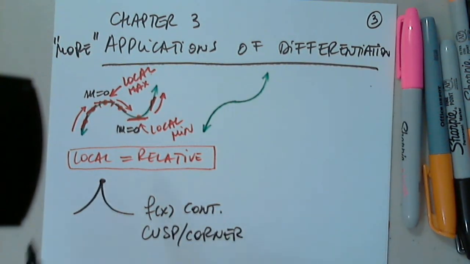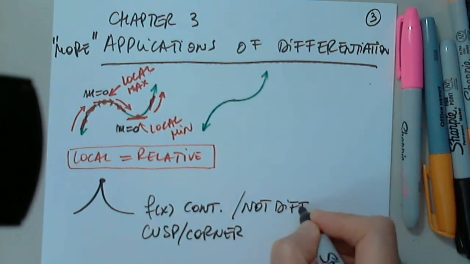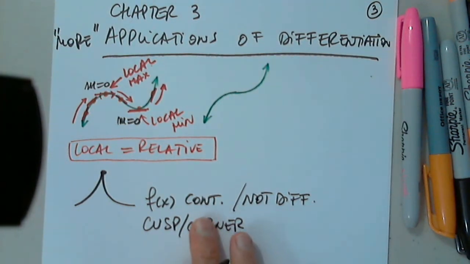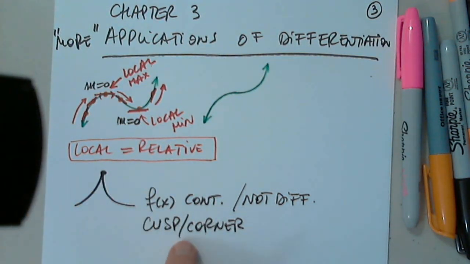So what did we say about this point? The function is continuous, but is it differentiable or not? No. Very good, awesome. Not differentiable. A function that is continuous is not always differentiable. If it has a cusp or a corner, it's not differentiable. So it's differentiable everywhere else, but not at the cusp. Okay?